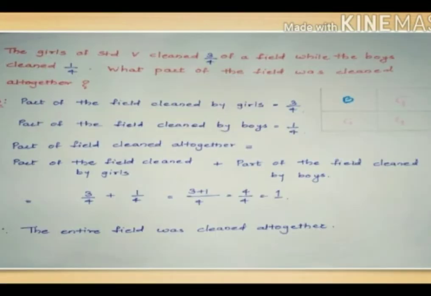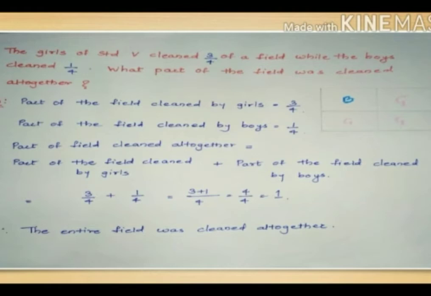Question number 3. The girls of standard 5 clean 3 upon 4 of a field while the boys clean 1 upon 4. What part of the field was cleaned altogether? Answer. Students, you can see out of 4, 3 parts of the field cleaned by girls and out of 4, 1 part of the field cleaned by boys.